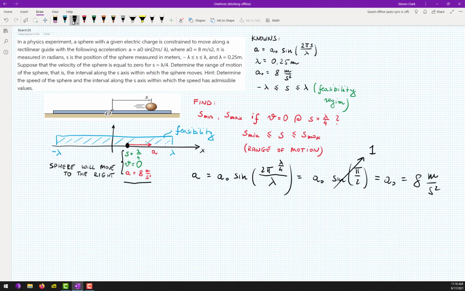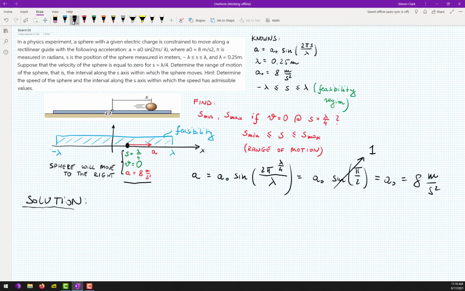And what's important is that this is a positive number. So our A points in this direction, to the right. So we know that our sphere is going to start going in that direction, not the other one. With that information, we can start the solution, unless there are questions about the problem statement.